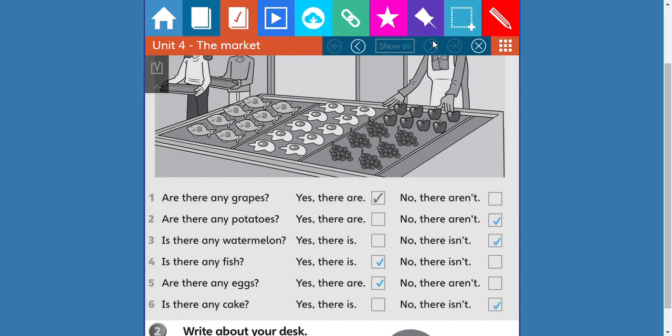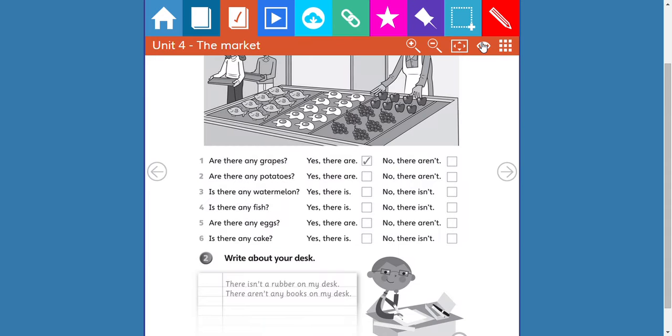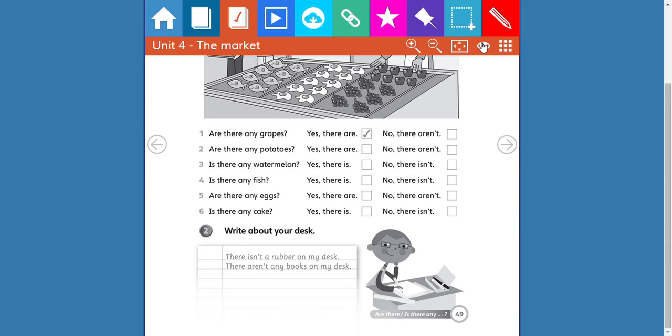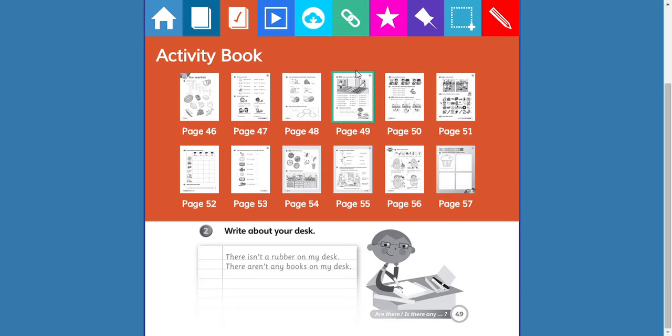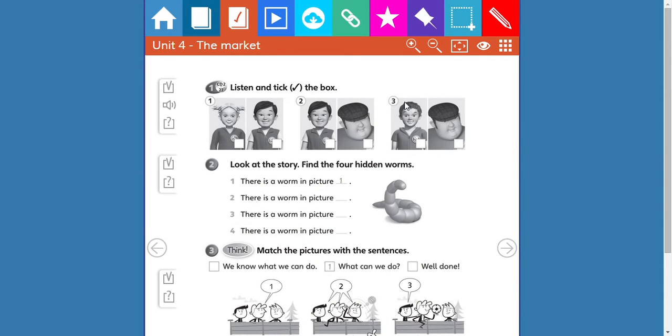Now turn to page 50. Turn to page 50. Now let's do exercise 1 together. Now look at this exercise. We have in picture 1, Misty and Whisper. In picture 2, here we have Whisper and the man. Picture 3, Thunder and the man.